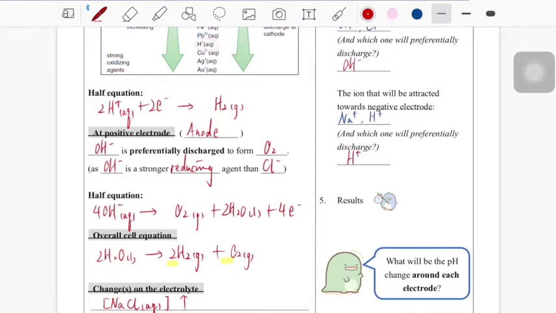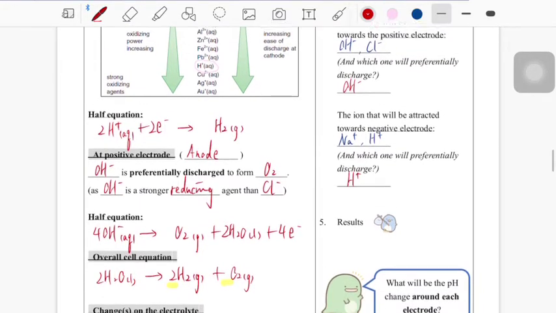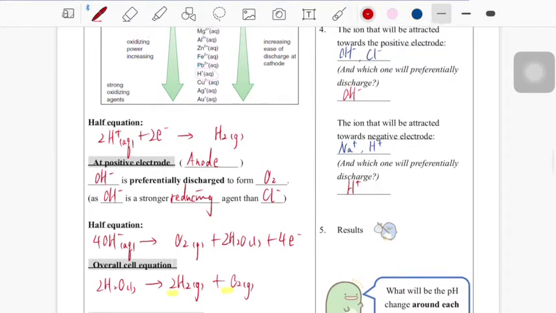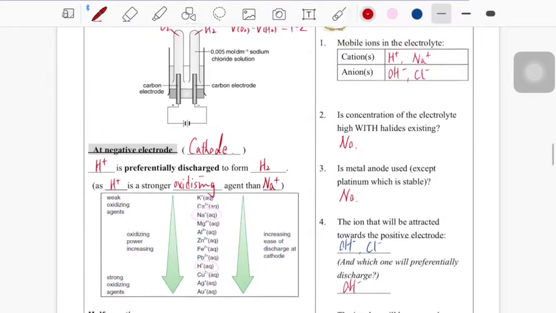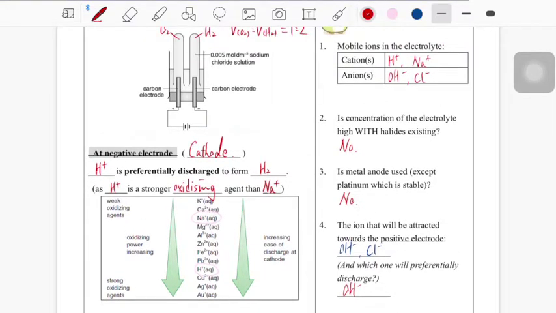So again, this time I will leave one question for you to answer. What would be the pH change around each electrode? So I expect your answer to have two sections. One, you're going to tell me what the pH change is at the positive electrode, at this part. And the second half, you're going to tell me what the pH change is around the negative electrode, so around this region.